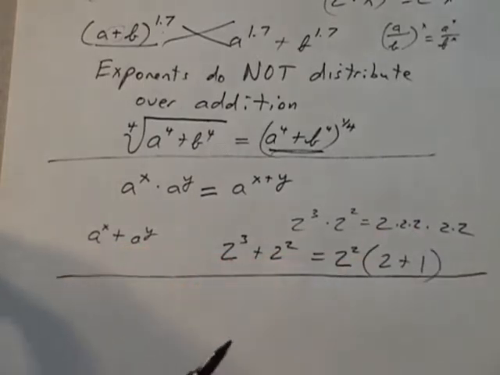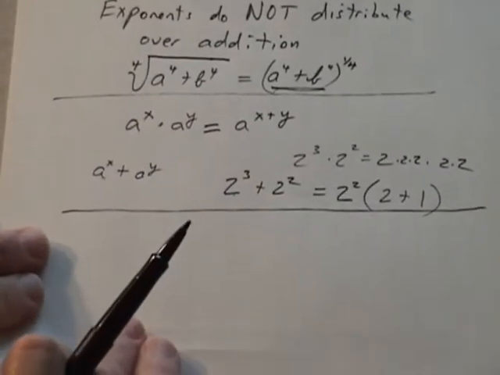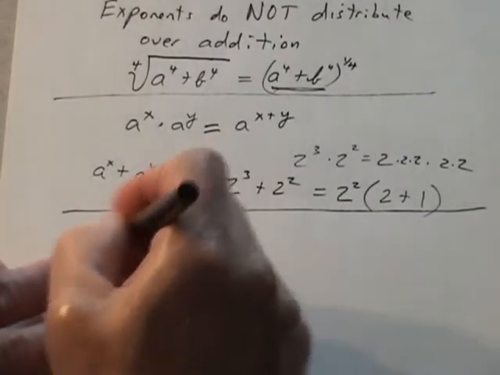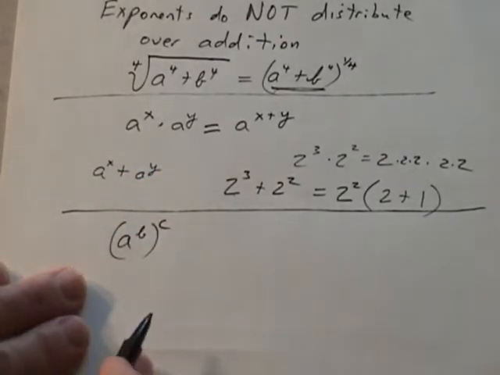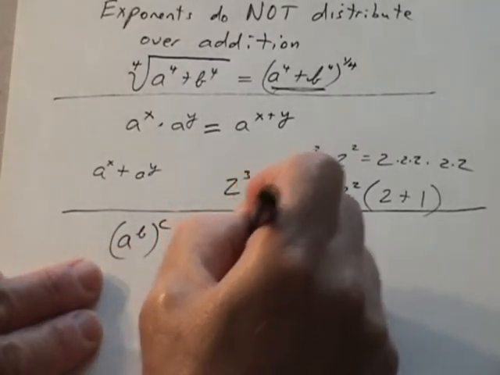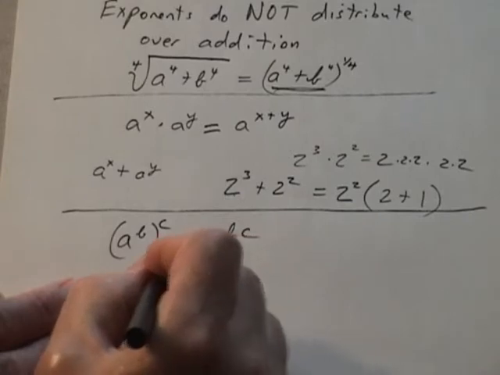Exponents deal nicely with multiplication. But they deal even better with exponential expressions. So if you have a to the b to the c, that's an exponential expression, and exponents multiply in that case. So that will give you a to the power b times c. And that comes in handy a lot, maybe backwards more often than forwards.